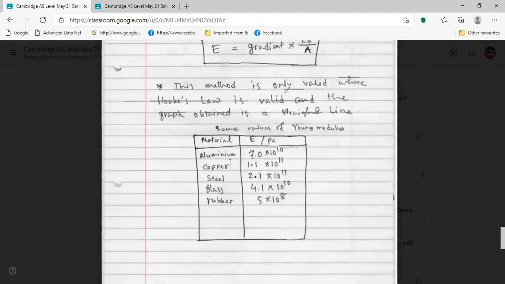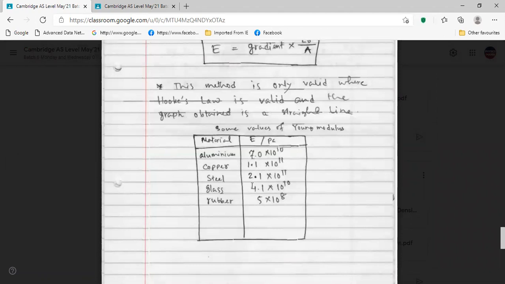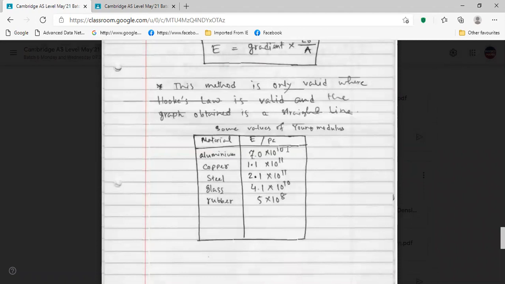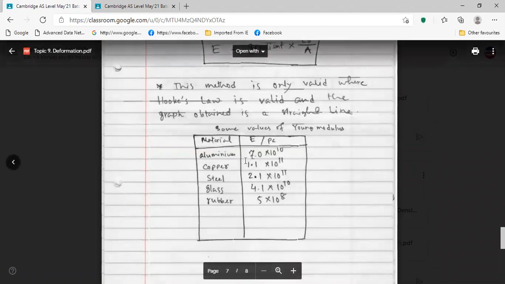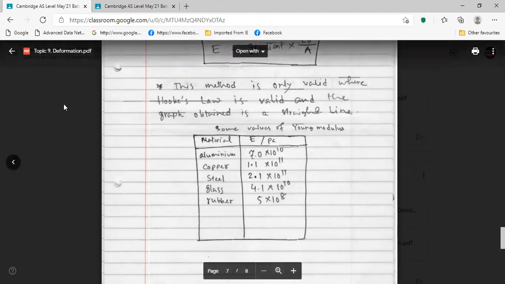And here is the list of some materials' Young modulus. Just remember it. Sometimes in topic 1 estimation, the Young modulus for copper wire came. So you have to know this list. You can write it or check it later.